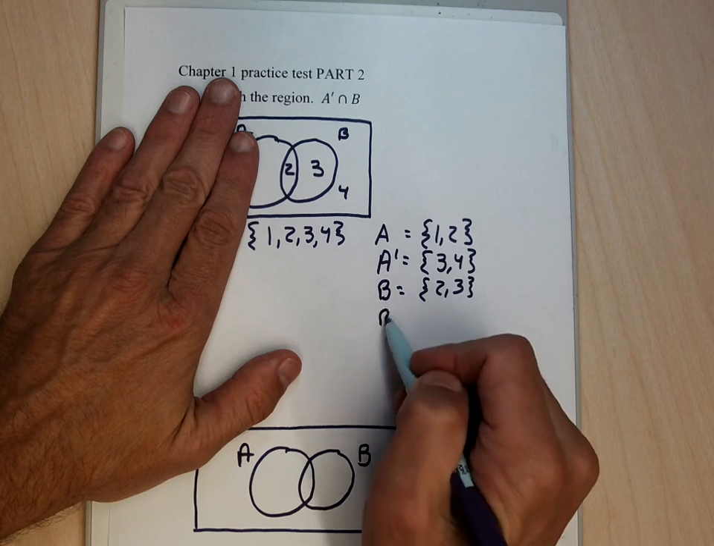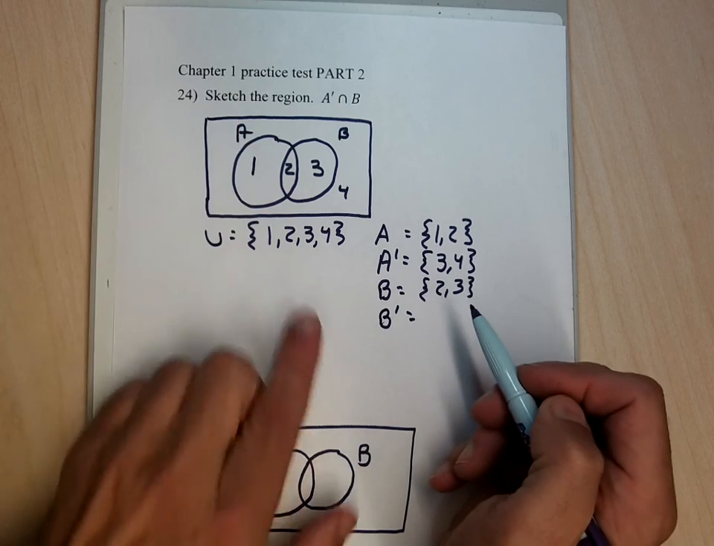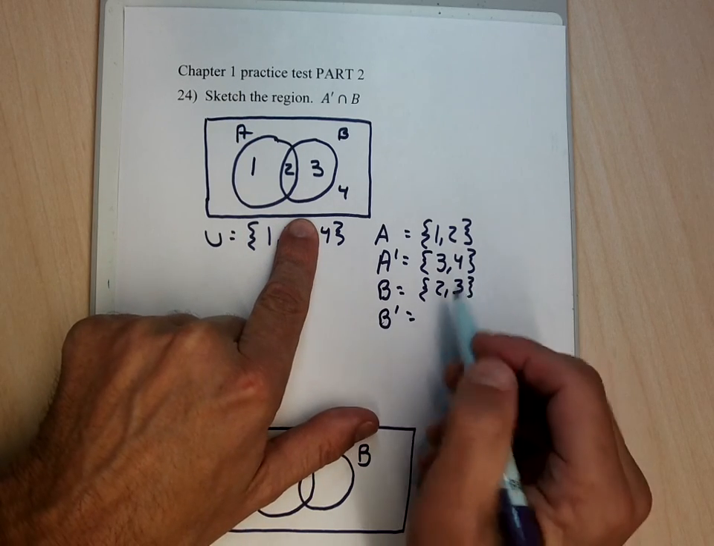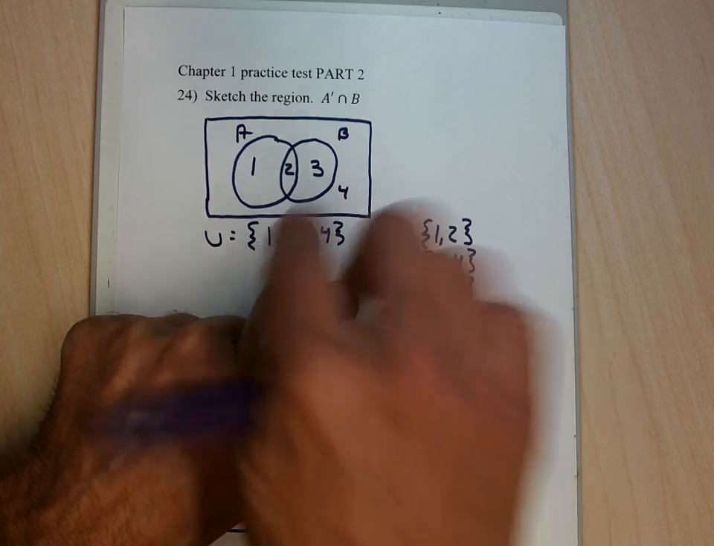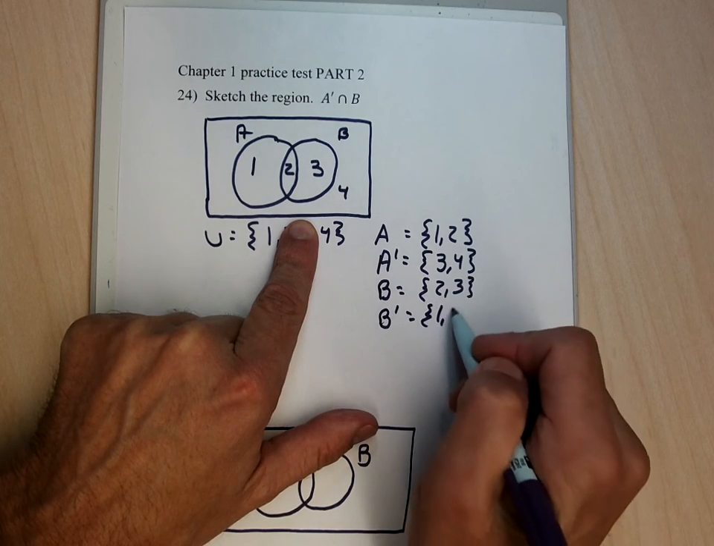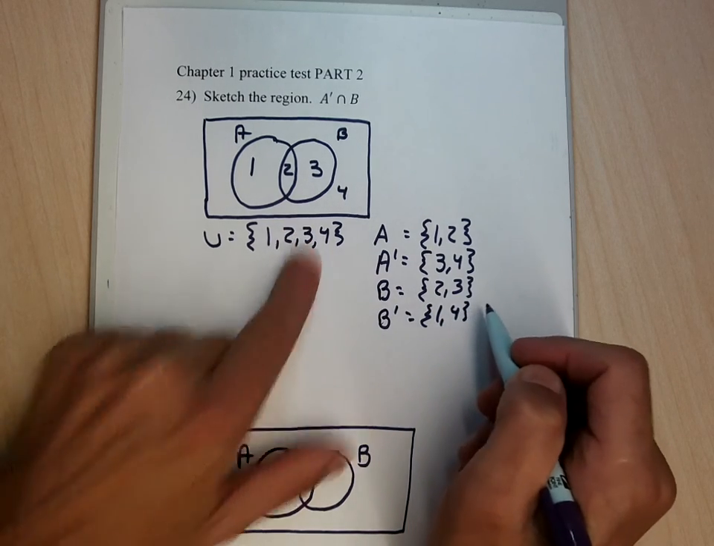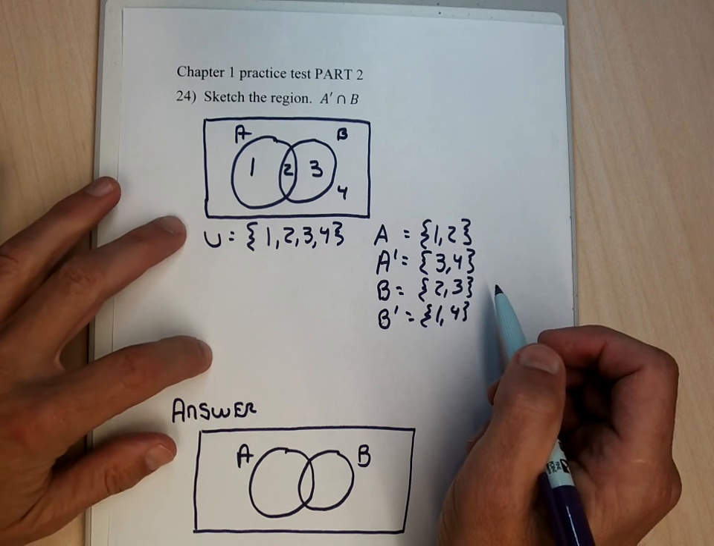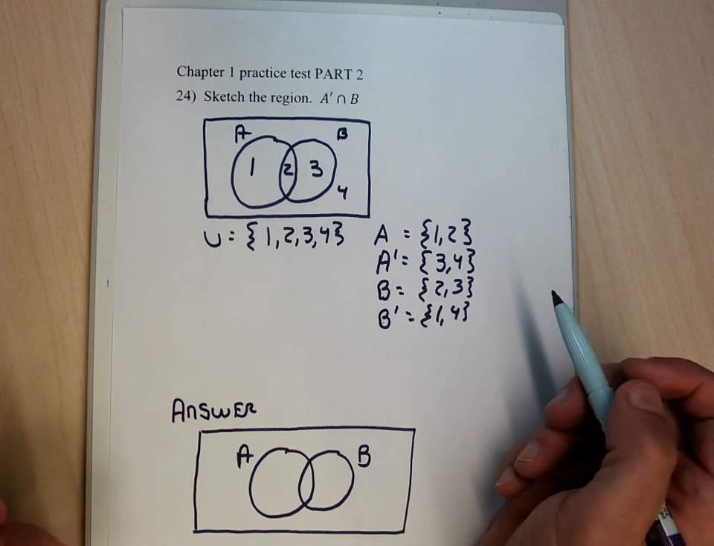And I don't need it for this problem, but B complement would be what you'd get when you remove the two elements of B from the universal set. You'd get 1 and 4. This is something that if you're going to use a note card on the test, I'd probably put this on my note card so you don't need to recreate this.